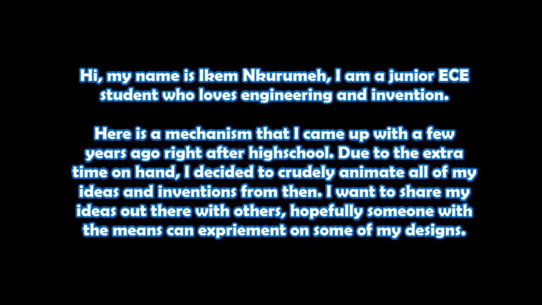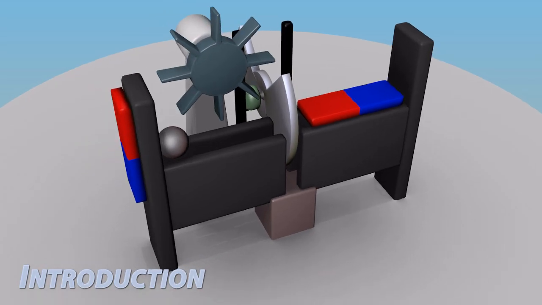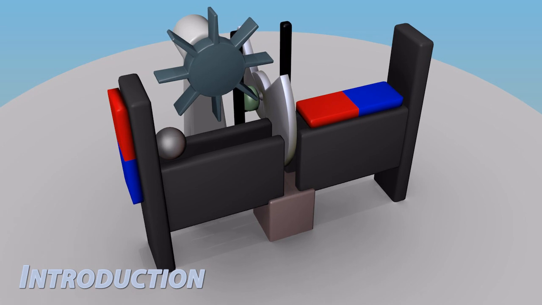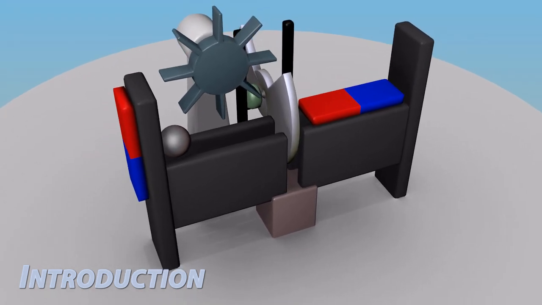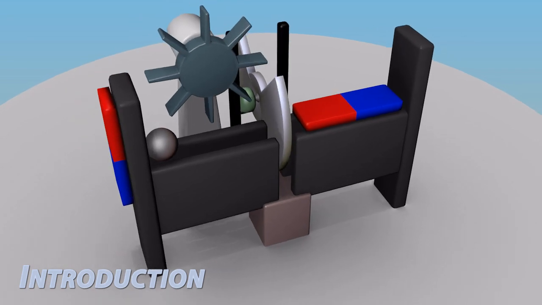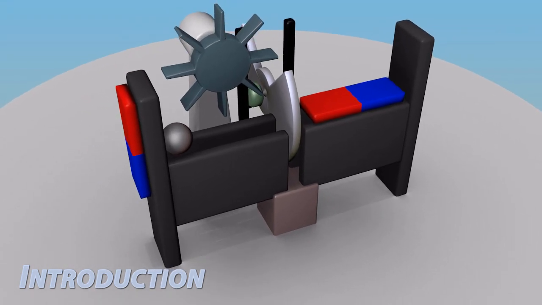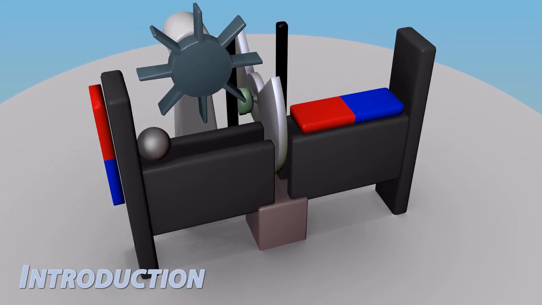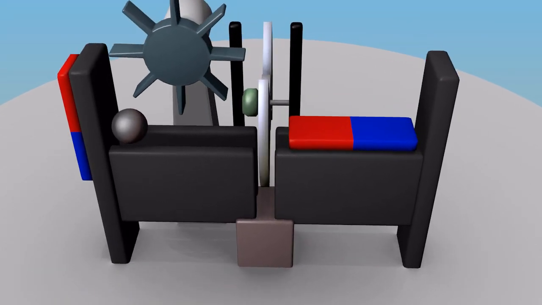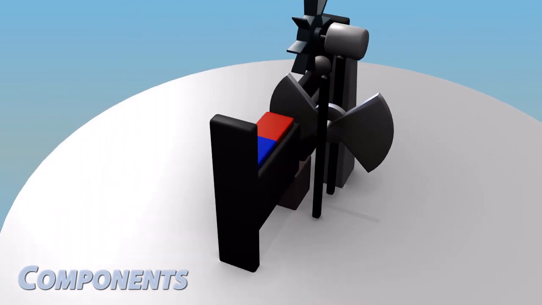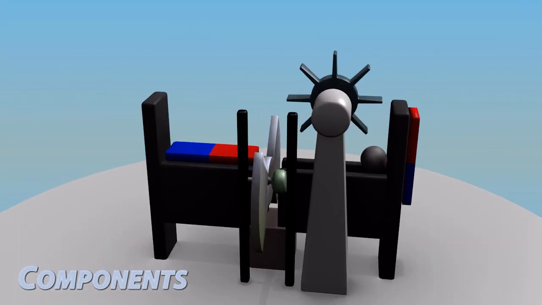Today I got a new idea to show you. Now what I have to show you guys here is an animation which shows the basic principles behind a method of power generation I came up with using magnets and shielding. The working principle is based off the concept of magnetic shielding. So let's go over the components for this animation's design.